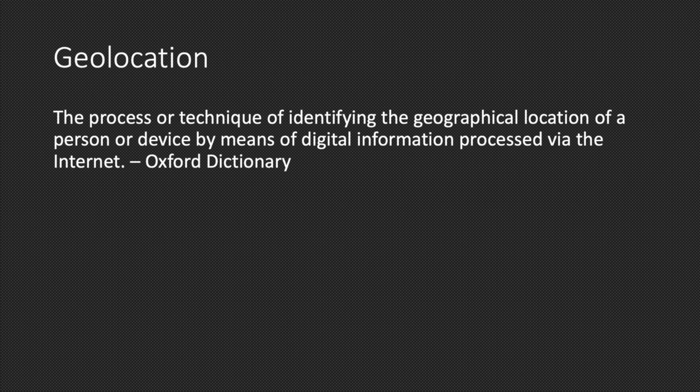Now, Oxford Dictionary defines geolocation as the process or technique of identifying the geographic location of a person or device by means of digital information processed via the internet. In short, what that means is we're able to tell where a device is located, and we're able to process that information using a GIS system of some kind that's connected. Geolocation can go beyond that.